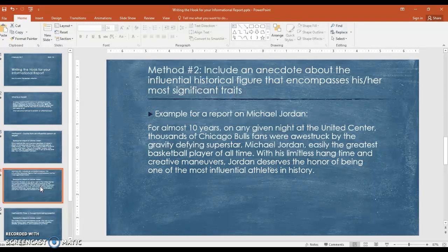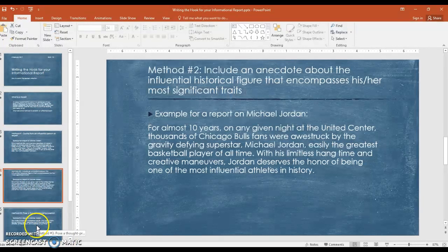All right, so I'm still writing about Michael Jordan, and my anecdote says, "For almost 10 years, on any given night at the United Center, thousands of Chicago Bulls fans were awestruck by the gravity-defying superstar Michael Jordan, easily the greatest basketball player of all time. With his limitless hang time and creative maneuvers, Jordan deserves the honor of being one of the most influential athletes in history." Okay, so I basically just put the reader at the United Center along with all those fans, chanting and clapping and yelling for Michael Jordan.